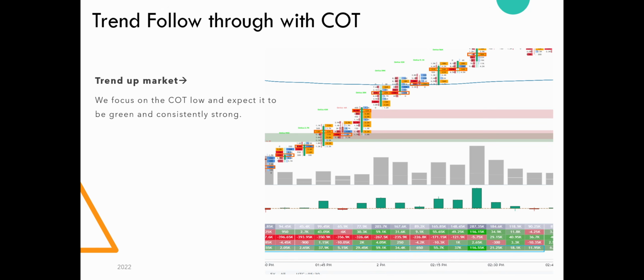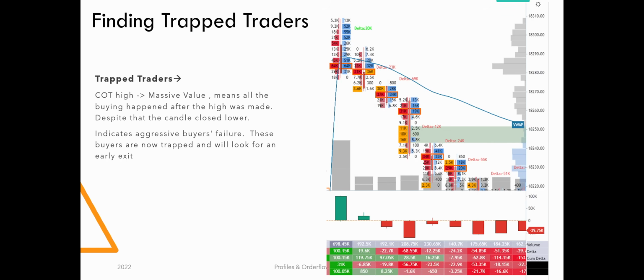Clear? Now I'll share another scenario where we try to pick trap traders. In trap traders, what we look for is a massive caught high value. It means all buying happened after the high was made. Caught high means caught from high, as we explained in the past.